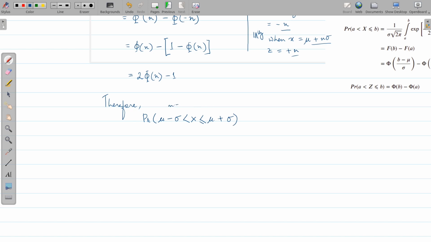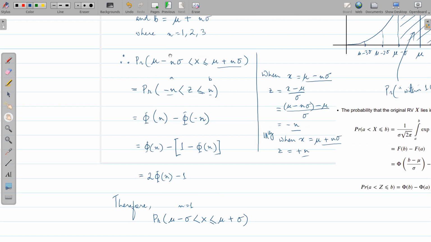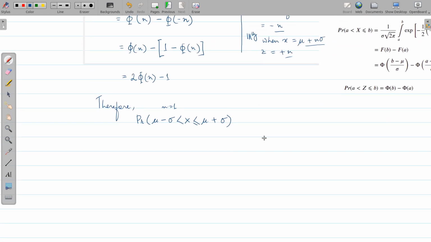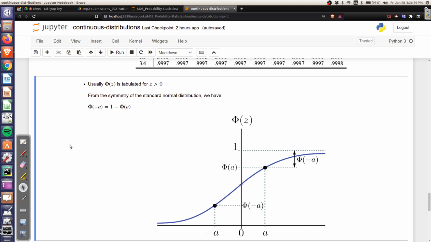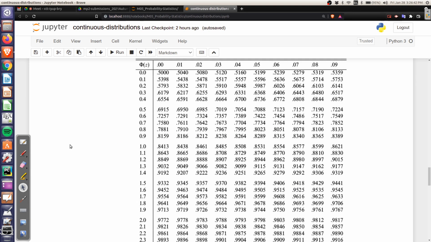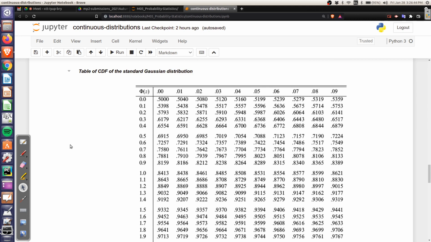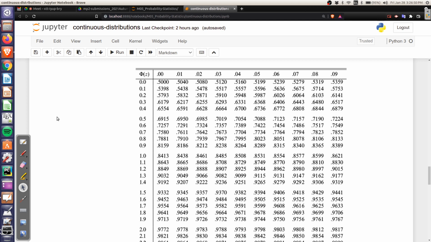What does this mean? It means n equals 1, as can be seen in this formula. So this is simply equal to 2 into phi of n, and the value of n is 1, so 2 phi of 1 minus 1. Now, what is the value of phi of 1? This is where your table will come into the picture. This table which I have shown here, this is where it will come into the picture. So I want to find out phi of 1.